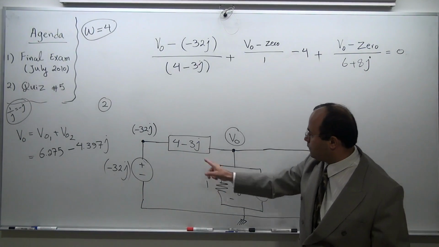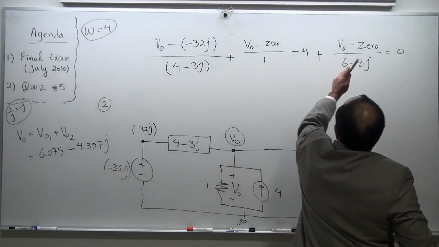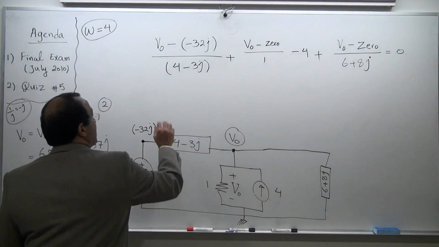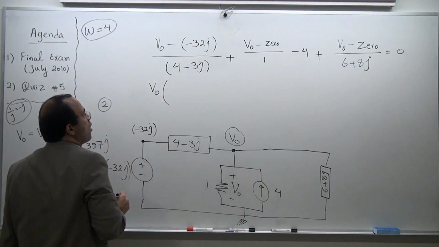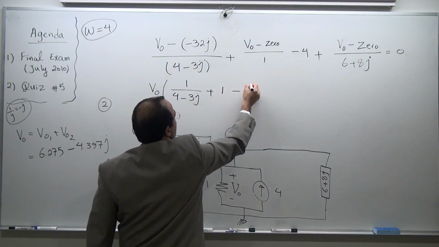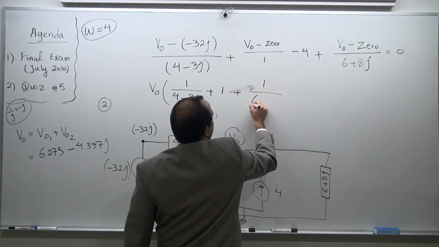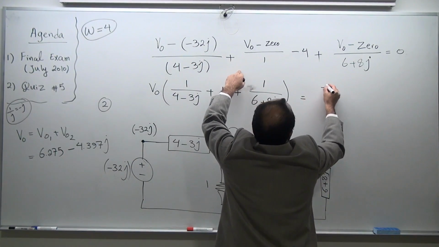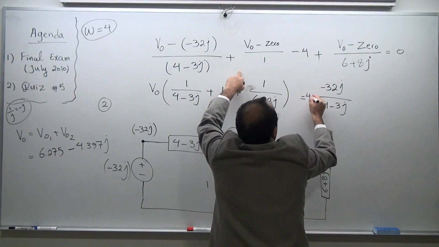I have 1, 2, 3, 4 components attached to the node. When I write the equation for that node, I need to have 4 terms. 1, 2, 3, 4. That's the way you can easily connect the scene if everything is done properly. Now, you don't have to simplify this. That's the mistake or the time-consuming step that is going to cost you too much. I'm just going to say 1 over 4 minus 3J, plus 1, plus 1 over 6 plus 8J. Remember, I factorized VO. This is constant, it goes to the other end, it's going to be minus 32J divided by 4 minus 3J. This is minus, goes to the other end, it's going to be plus.